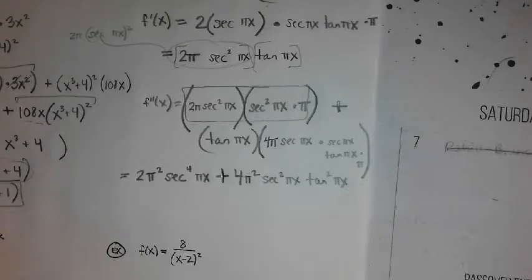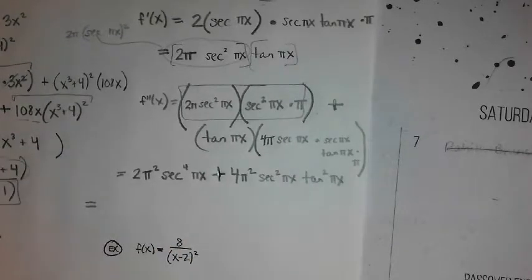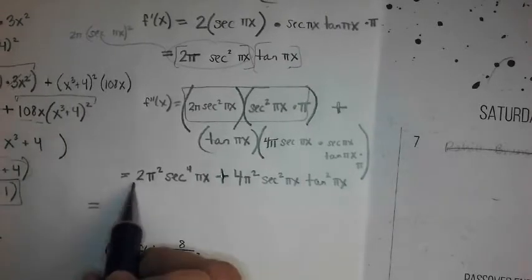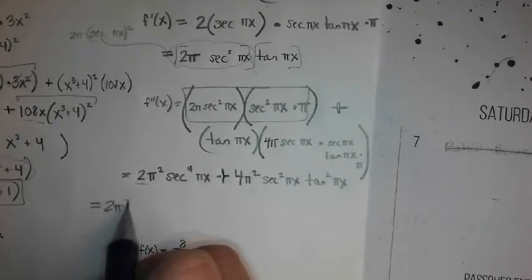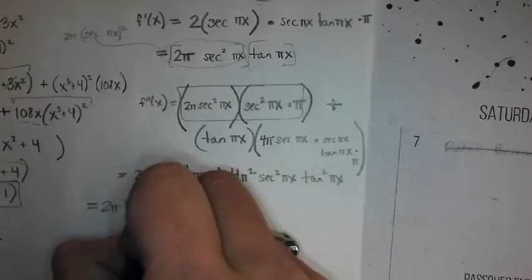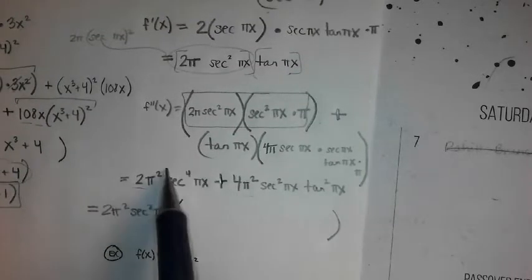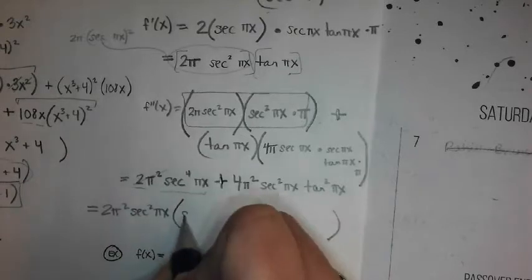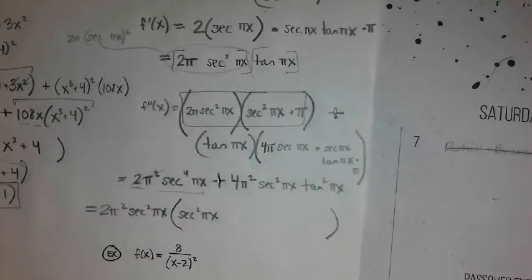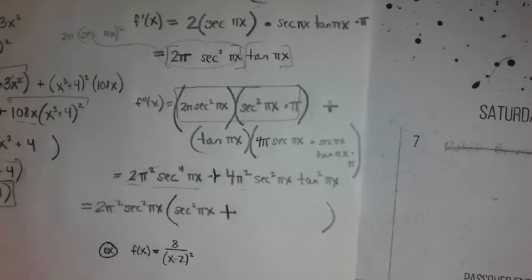And I'm going to take out a GCF of what? 2 pi squared for sure. And then secant squared of pi x. Okay, so what does that leave? That's gone, and then that just leaves a secant squared of pi x on the first term, plus 2 tangent squared pi x.